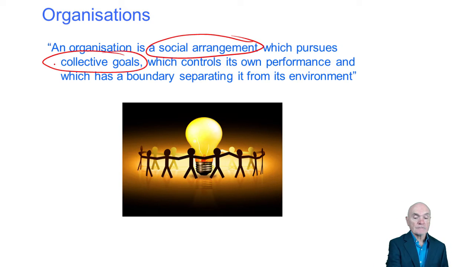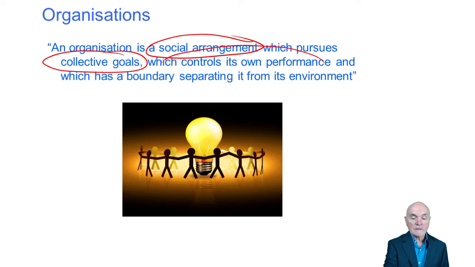Collective goals. So in a commercial organisation, ultimately the collective goal tends to be profit, but not all organisations are commercial. Charities are organisations, and there the collective goals might be the alleviation of hunger, the provision of education, the provision of food, and the like.